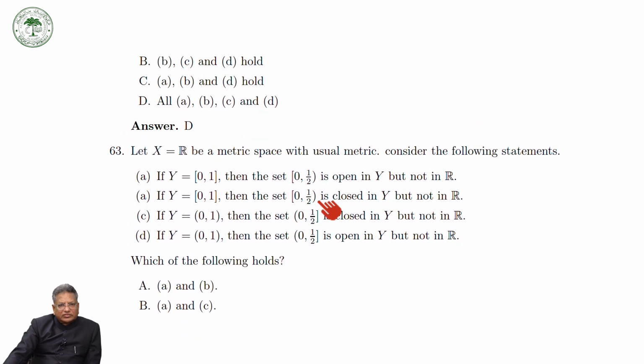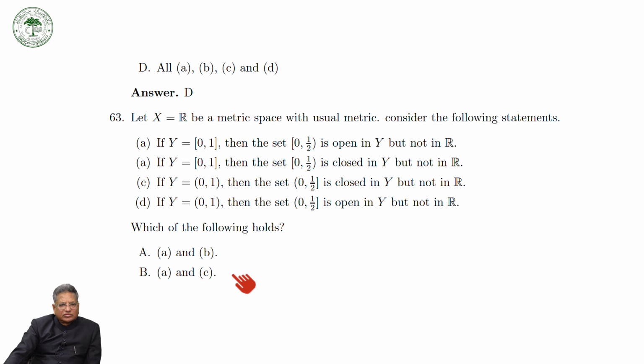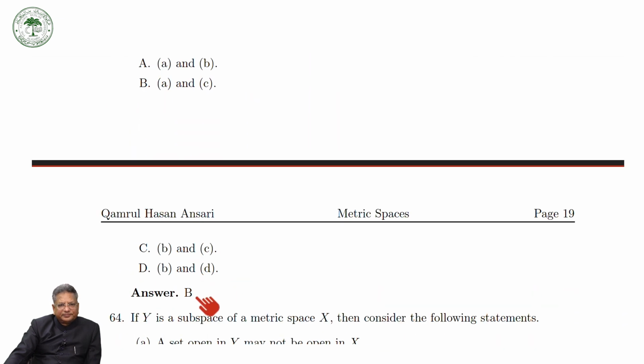So you can see here, this is for the subspaces. Let X be a metric space, then the following. If Y is equal to this, then the set this is open in Y. Yes, this is open in Y but not in R. This is correct. And if this is equal to, then this is closed. This is not closed. But here, this set is closed. So this is closed and this is open. So A and C are correct. So B is the correct answer.